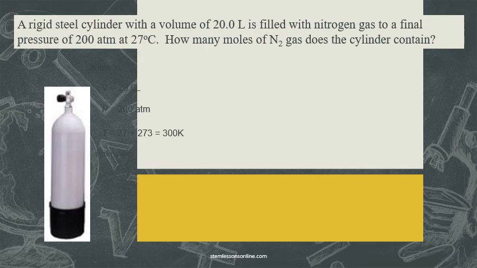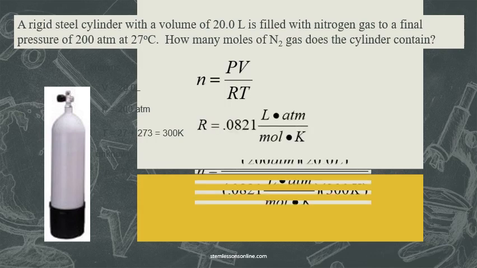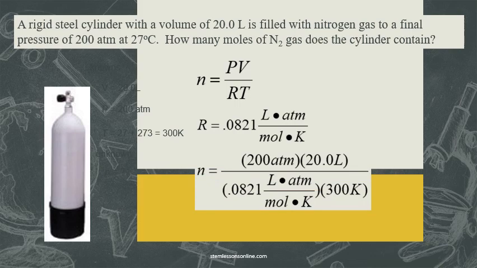So the unknown is the number of moles, and we will use our PV = nRT formula, the ideal gas formula, rearranged to n = PV over RT, and substitute. R is 0.0821, and then when you substitute, you can easily calculate the number of moles. Just simplify that: 200 times 20 divided by 0.0821 times 300 will give you the answer. All right.